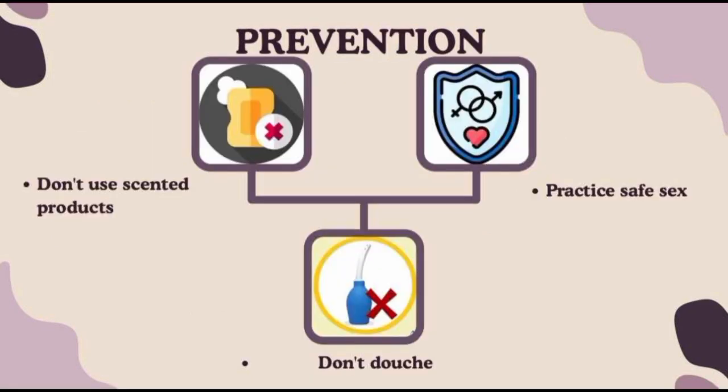So there are ways that can be done to prevent having bacterial vaginosis. First is, don't use scented products. Wash your genitals with warm water only. Scented soaps and other scented products may inflame your vaginal tissue. Use unscented tampons or pads only.